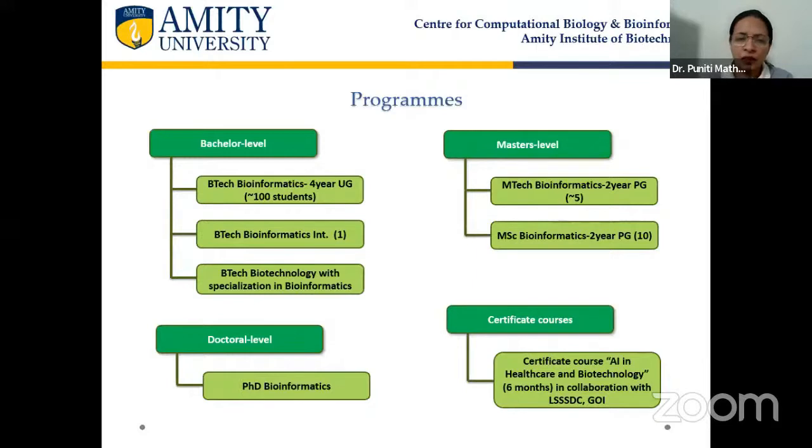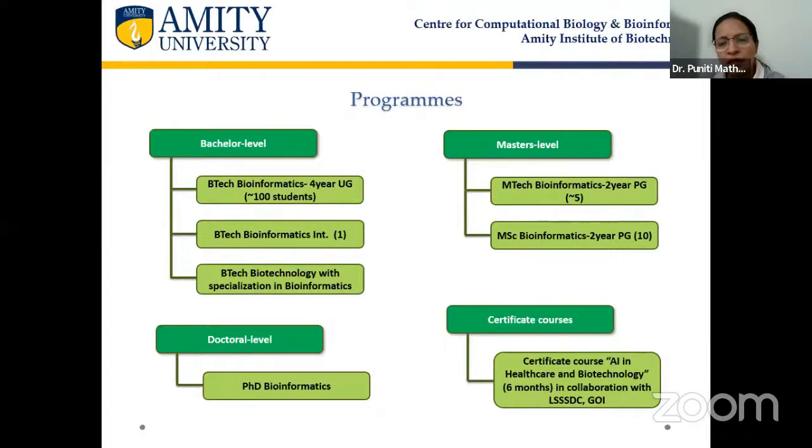So at the bachelor level, we have BTech Bioinformatics, which is a 4-year undergraduate course. And we have approximately 100 students in the BTech Bioinformatics program, which amounts to approximately 20 to 25 students per batch. We also have BTech Bioinformatics International. I'll be talking to you in detail about these programs in the next slide. We also have BTech Biotechnology with a specialization in bioinformatics.